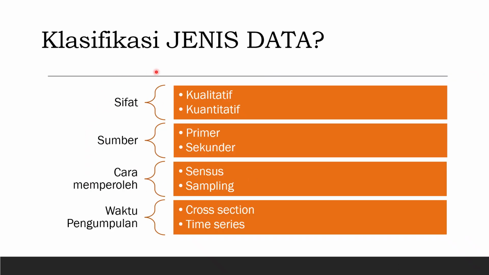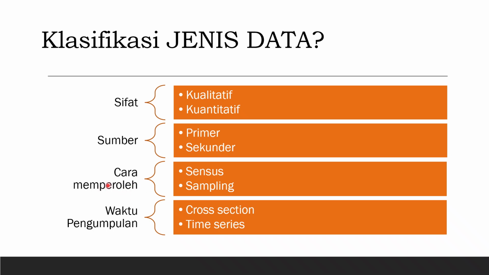And here I show you the classification of the data. You can see based on the characteristic of the data, we can have two types, qualitative and quantitative data. Based on the source of the data, you can have primary data and secondary data. If you collect the data directly by yourself, then you will have primary data. But if you take the data from others, then your data become secondary data.